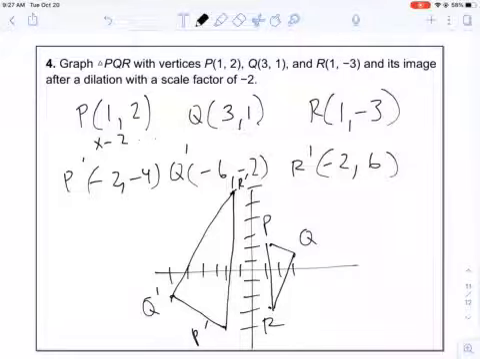So, key thing: multiply by your scale factor, rewrite the points, graph it, and see what happens. So that's dilation. It's kind of a big deal. See you next time.